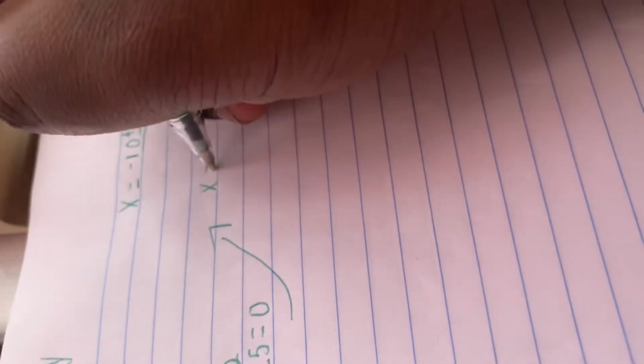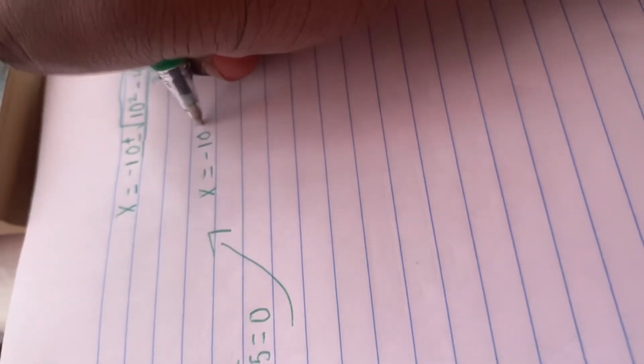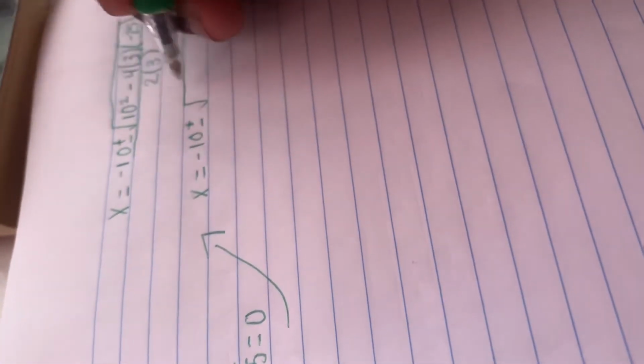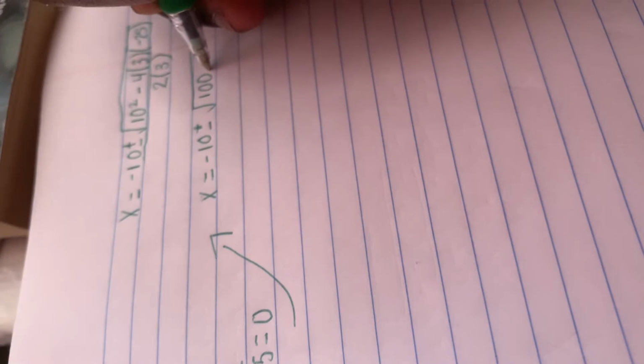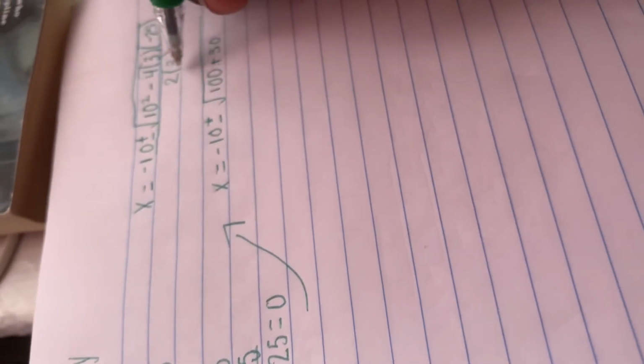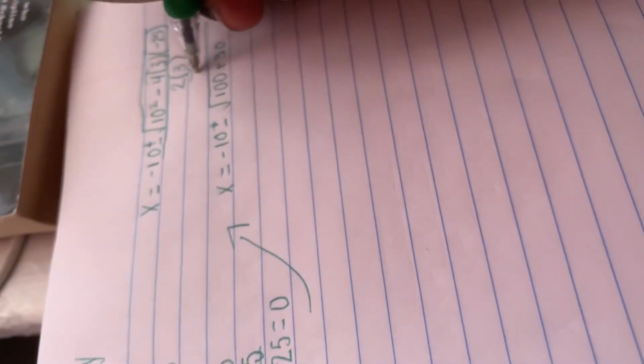So now we're basically going to apply everything that we did. So we're going to do x equals negative 10 plus or minus, and then we know that 10 squared, that's 100, and then this is negative 4 times 3, that's 12, and then we're going to take the negative 12 times the negative 25, and we're going to get 300. So we're going to do plus 300, and then sorry for the car, and then we have the negative 2 times 3 right here. We know that equals 6, so now we're going to do divided by 6.